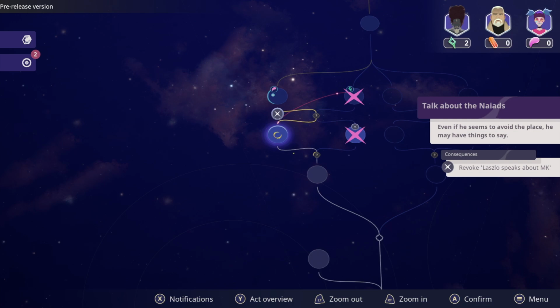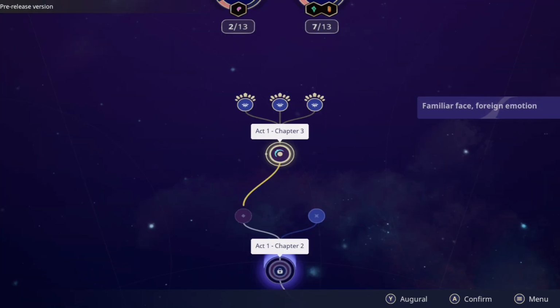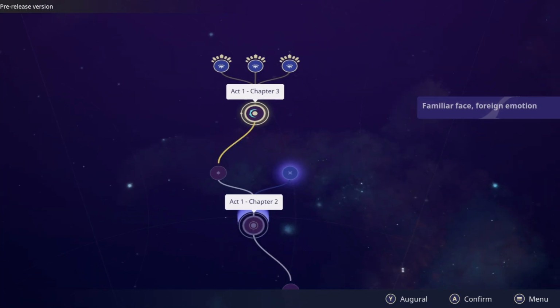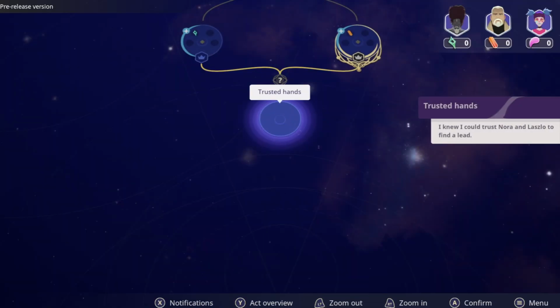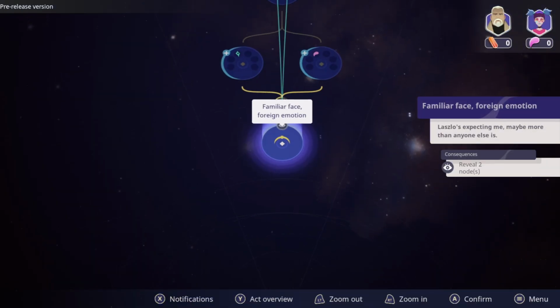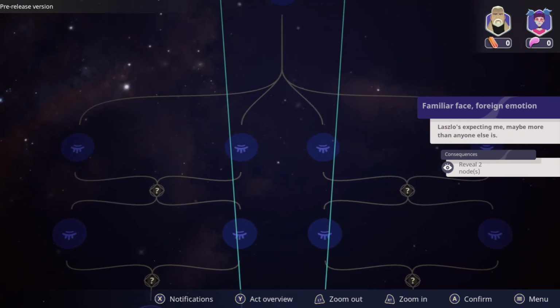But what truly separates the game from the rest is its extensive use of its flowchart, called the augural. Unlike a traditional visual novel flowchart, the augural features a multi-level representation of the game's story, as well as numerous elements that practically turn it into a board game of sorts.